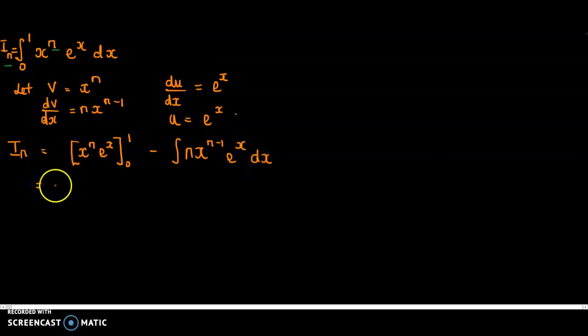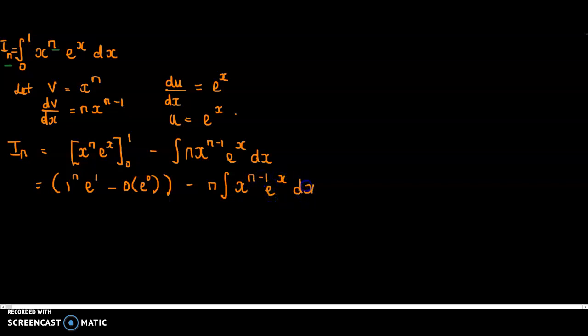So let's evaluate. So this is 1 to the power of n e to the 1 minus 0 times e to the power of 0, minus now n times the integral of x to the n minus 1 e to the x dx. When we simplify this bracket, we're going to get e minus n, and let's put in our limits here. Don't forget to put in your limits.